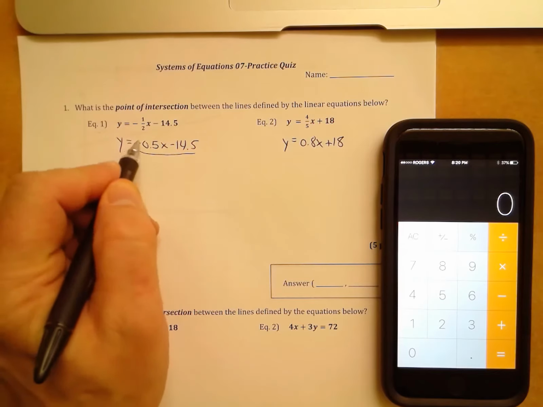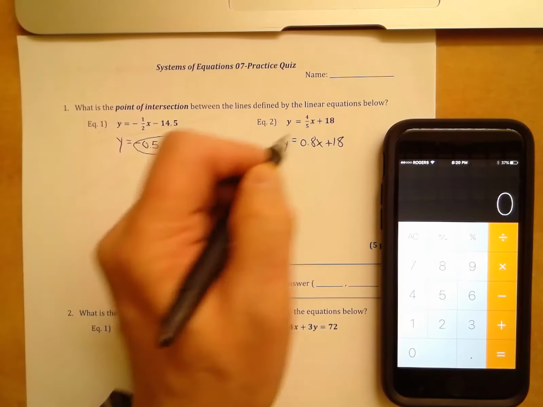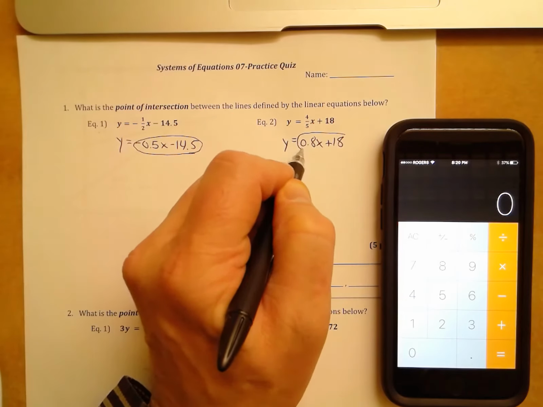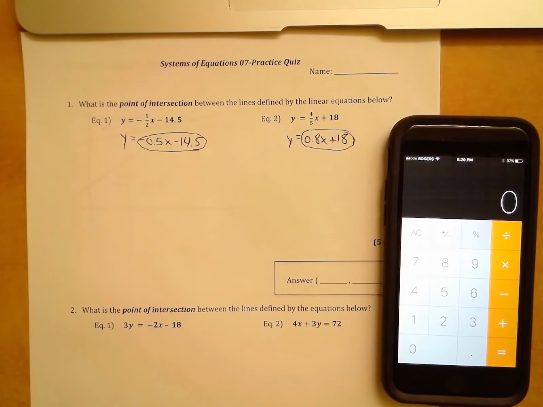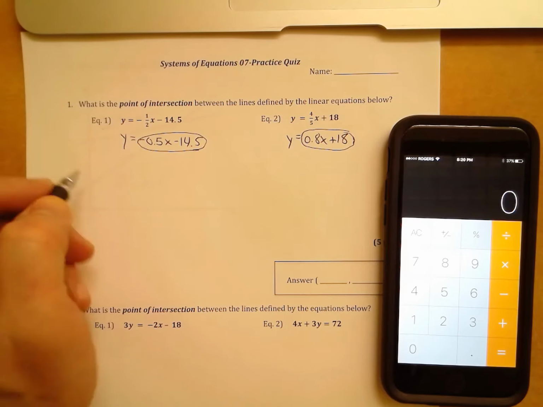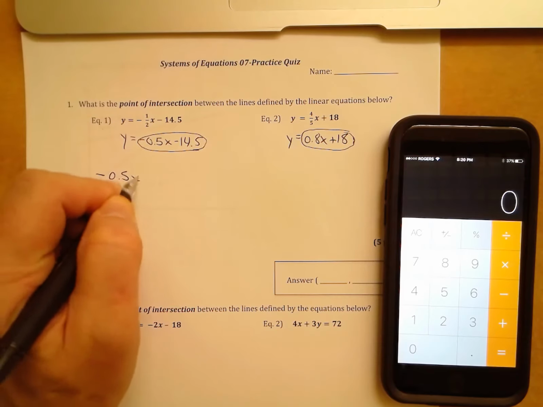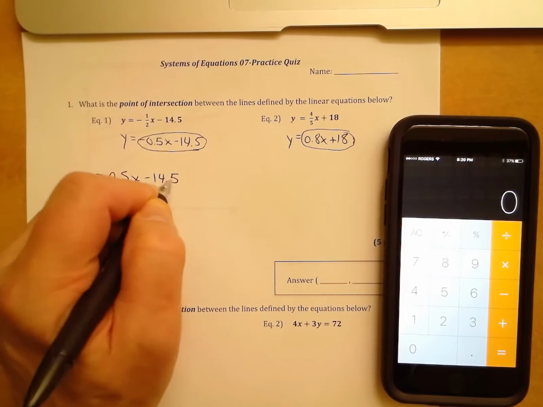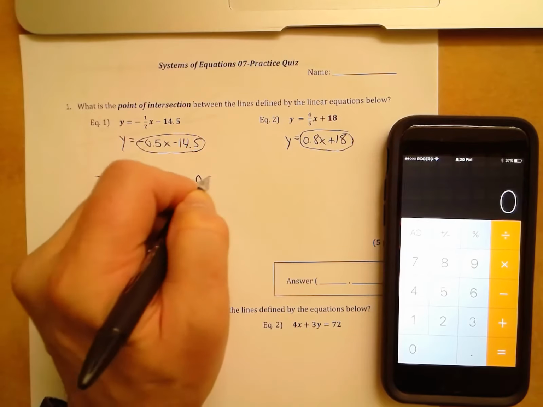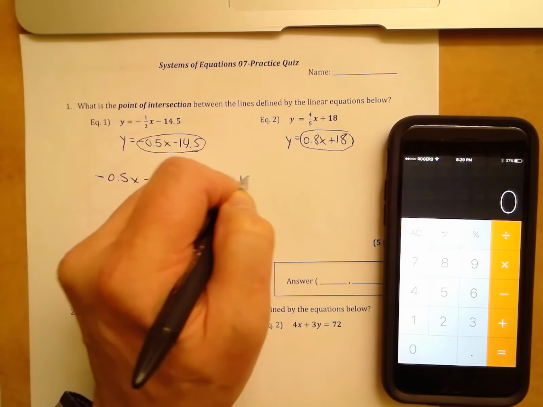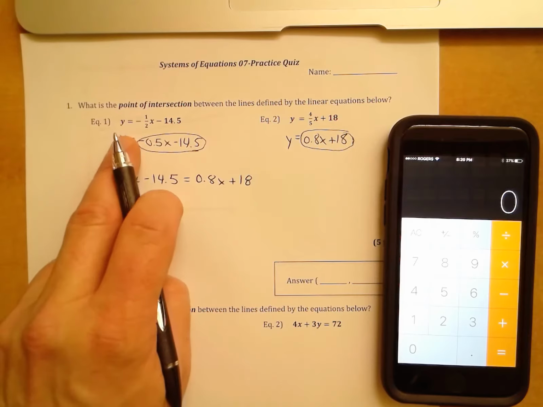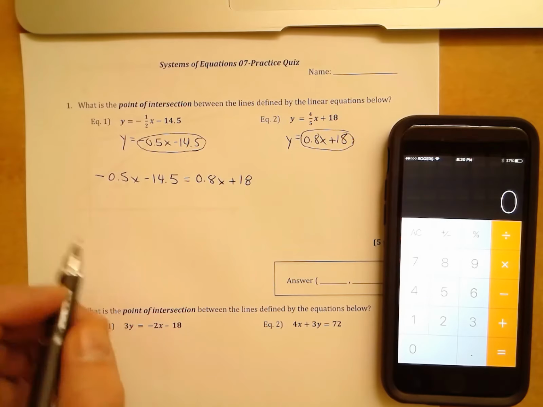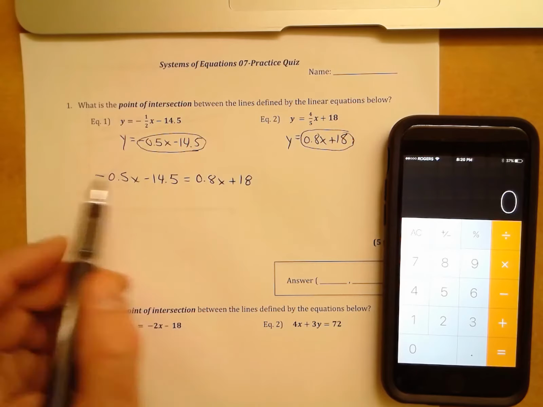And the second step says take the ax plus b component of the first equation once it's isolated and take the second ax plus b from the other line and make them equal to each other. So negative 0.5x minus 14.5 will be equal to 0.8x plus 18. So we've taken the right-hand side of both equations once the y is isolated and made them equal to each other. Excuse me. So now we want to solve for x.